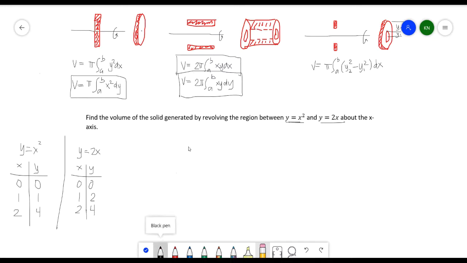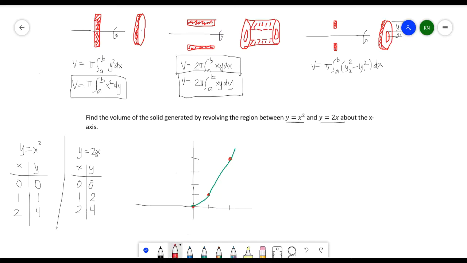So, for example, we have this as our Cartesian plane. We have 1, 2, and 1, 2, 3, 4. First, let's graph this equation. We have 0, 0. We have 1, 1. We have 2 and 4. So it's around here. So if you plot this, you have this.